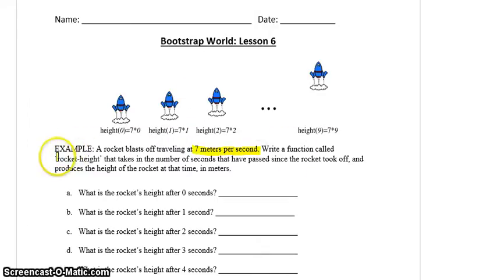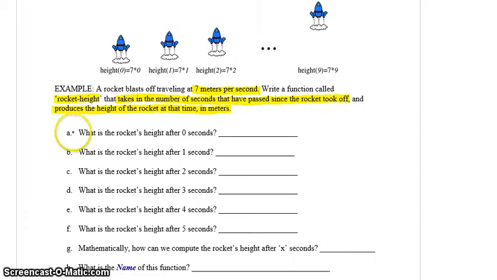Write a function called rocket-height that takes in the number of seconds that have passed since the rocket took off and produces the height of the rocket at that time in meters. So let's take a look at letters A through F.